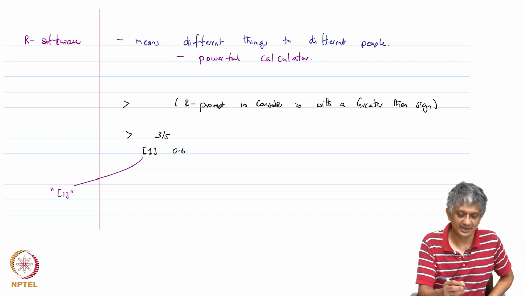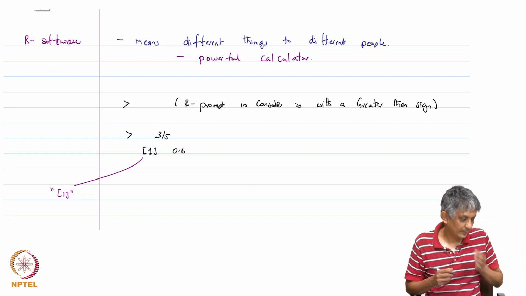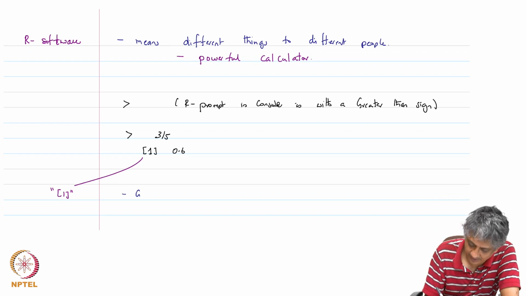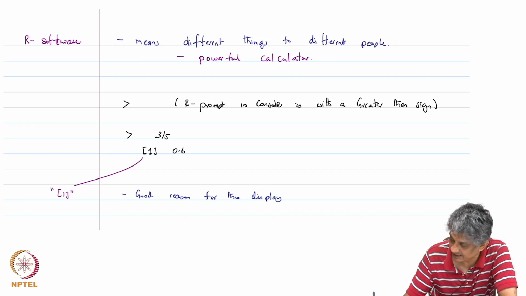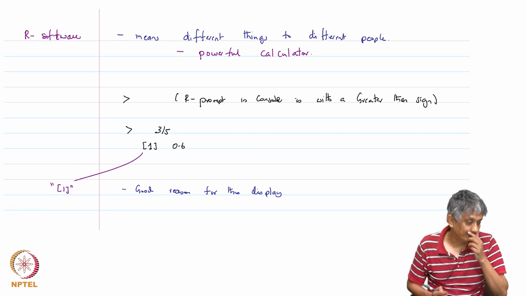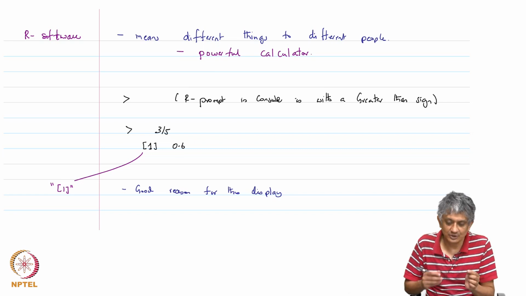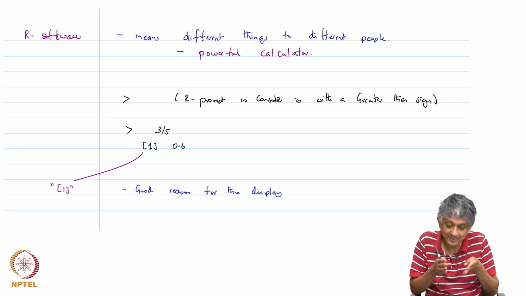So let me try and explain that to you. It's a little odd to see [1], but there's a good reason for it, for this display in the answer. It's mainly for probability and statistics. So we will see the use of that as we go along. It's designed for statistical computation because you work with a collection of numbers, and [1] represents the position.